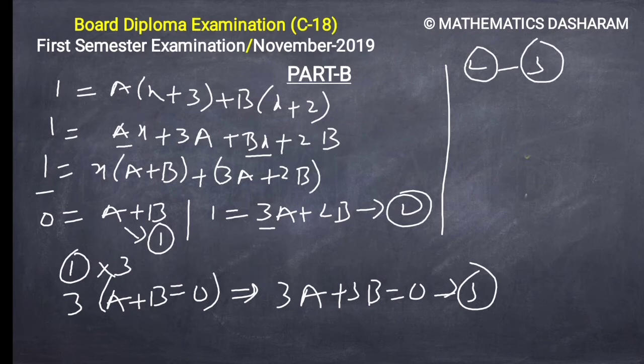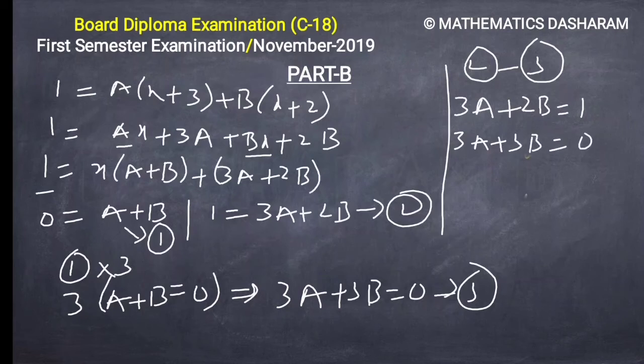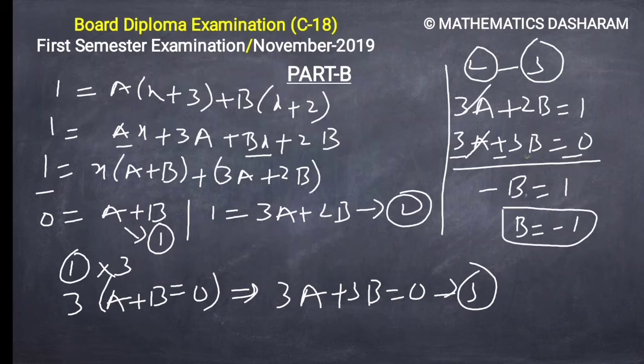So now equation 2 minus equation 3. Why? Because they have the same sign, so to cancel them we need to do subtraction. So 3A plus 2B equals 1, 3A plus 3B equals 0. When doing the minus, change the signs of the second equation. Then 3A minus 3A cancel, 2B minus 3B is minus B, 1 minus 0 is 1, then B equals minus 1. So substitute this B equals minus 1 in any equation. I am substituting in equation 1, that is A plus B equals 0.